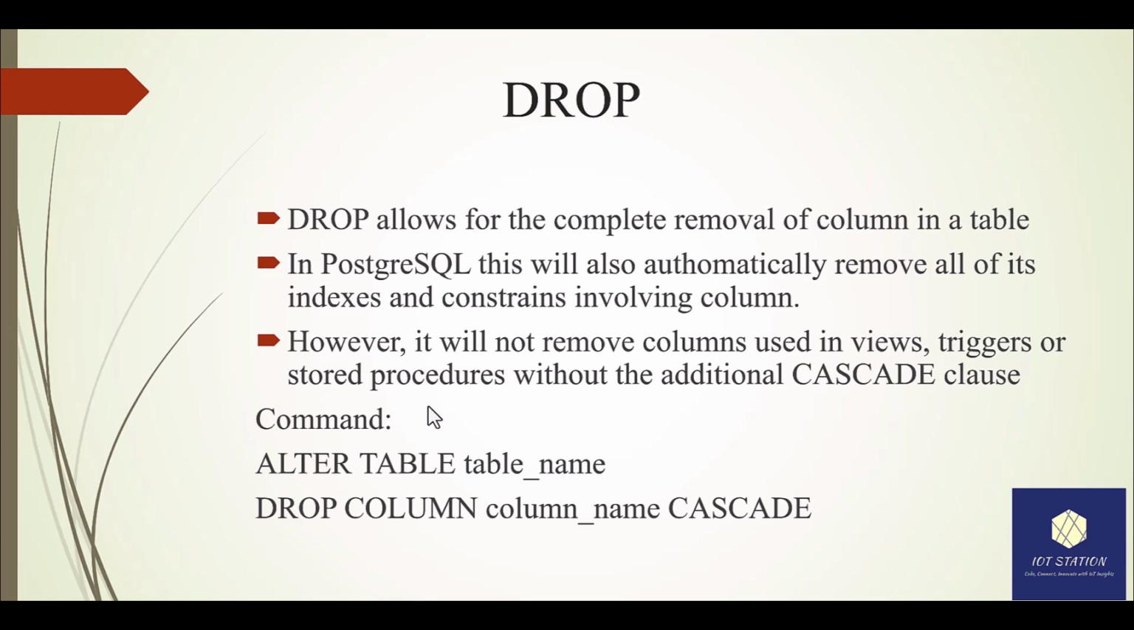So, for example, here you use alter table name and drop column, and you need to define the column name, and at the end, if you use cascade, it will remove all the relations between this column and the table. So there is nothing remaining if you use this command.